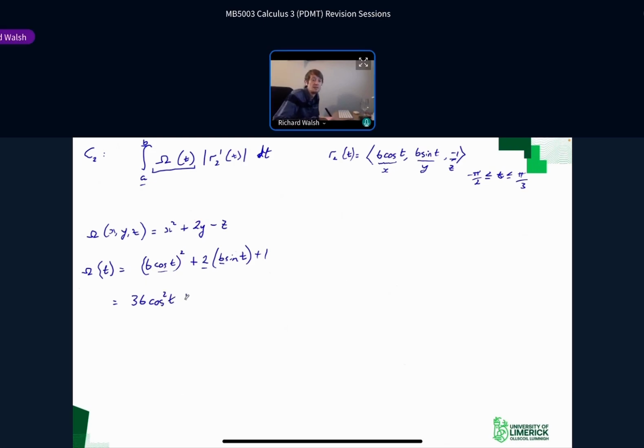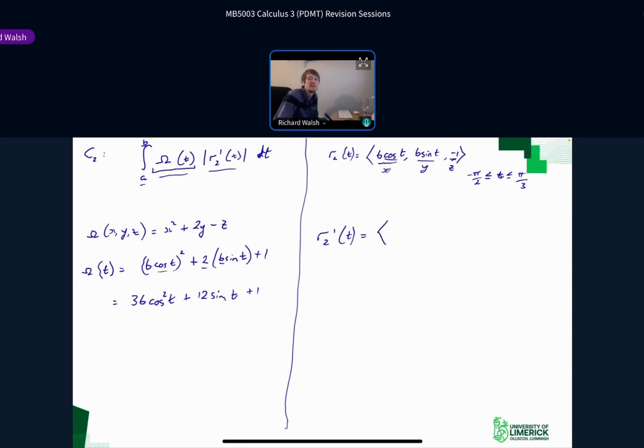2 times 6 is 12, so 12 sine of t plus 1. So that's my function in terms of t. I then need the derivative of R2, and I need the magnitude of that. So again, I'll work that out over here on the right-hand side. I'll work out its derivative, just differentiate each term.